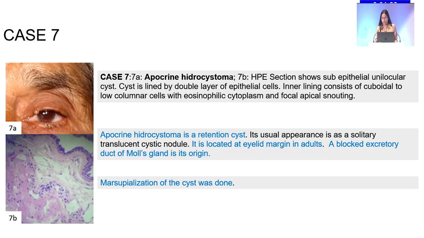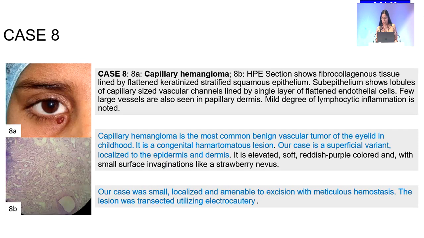Our seventh case is a case of apocrine hydrocystoma. It's a retention cyst. It is located at the eyelid margin in adults. A blocked excretory duct of the gland of Moll is its origin. Marsupialization of the cyst was done. Our eighth case was a capillary hemangioma, which is the most common benign vascular tumor of the eyelid in childhood. It's a congenital hamartomatous lesion. Our case was a superficial variant localized to the epidermis and dermis. Since it was amenable to excision with meticulous hemostasis, the lesion was transected utilizing electrocautery.